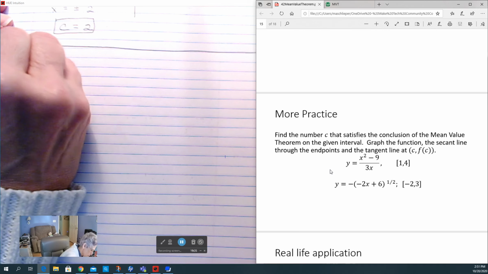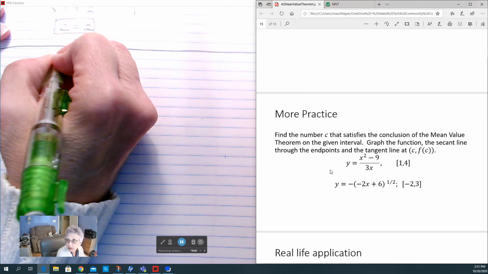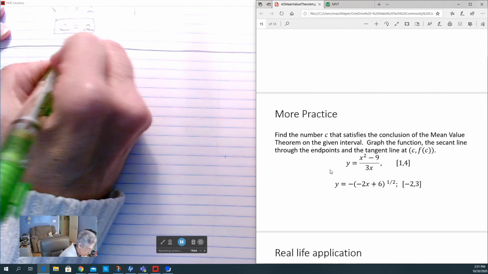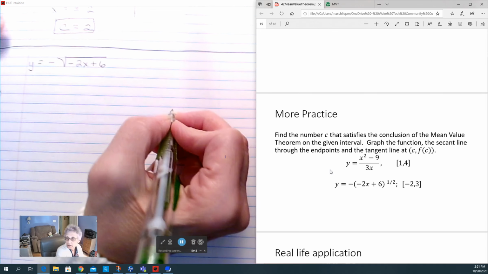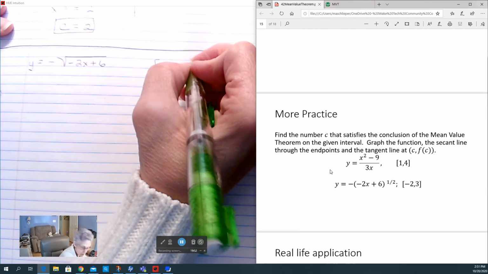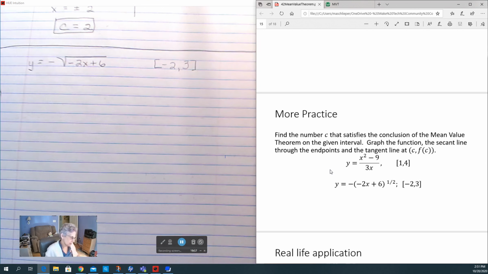So this time y is equal to the negative, and I'm going to write it as a square root just because, minus 2x plus 6. And we're looking at it from negative 2 to 3. So radical functions are continuous and differentiable on their domains.